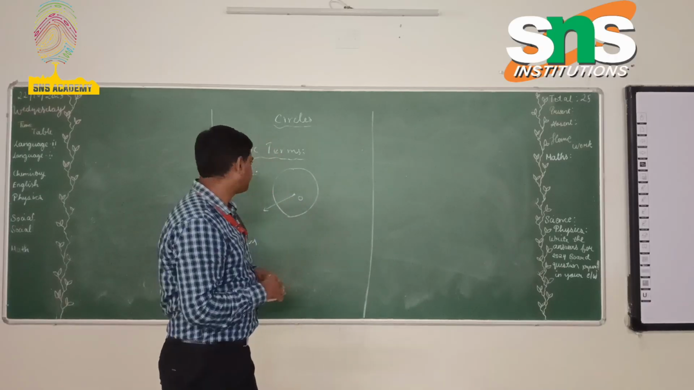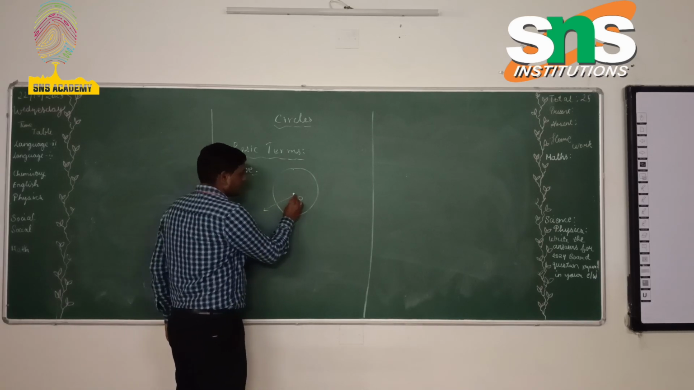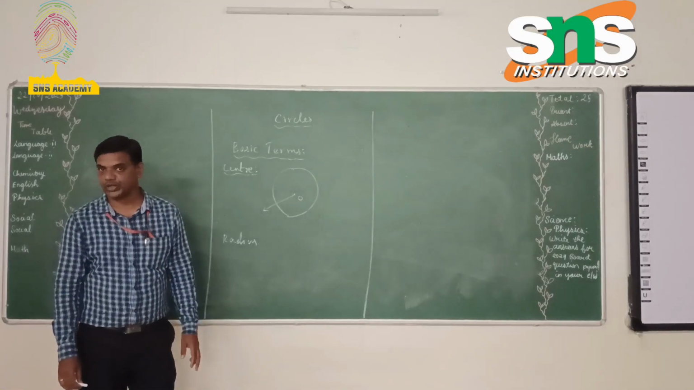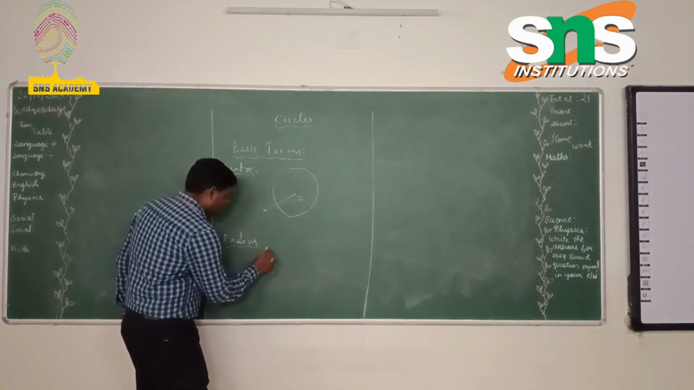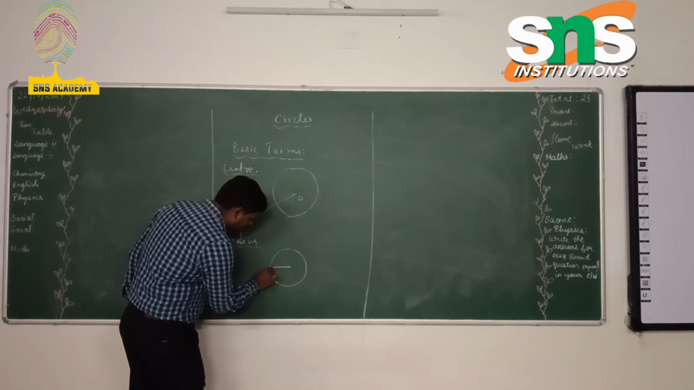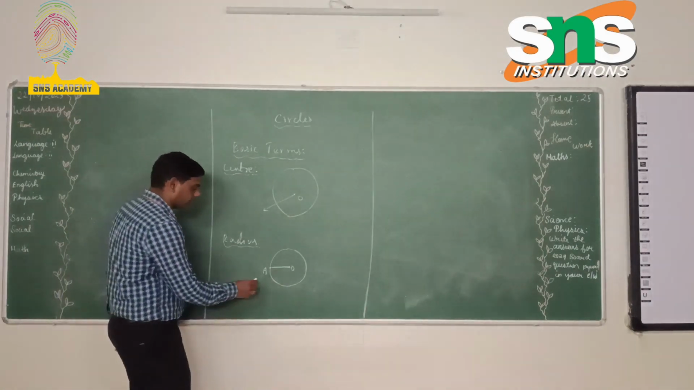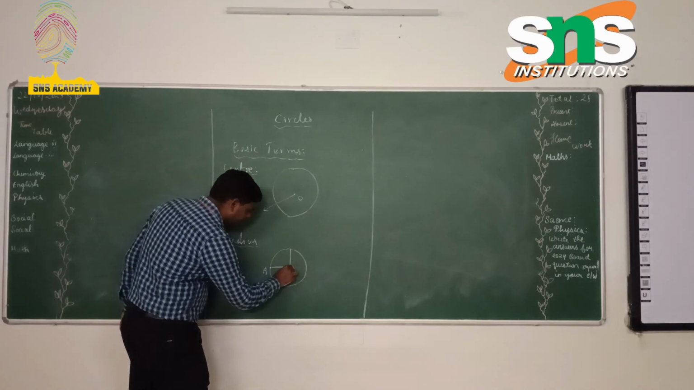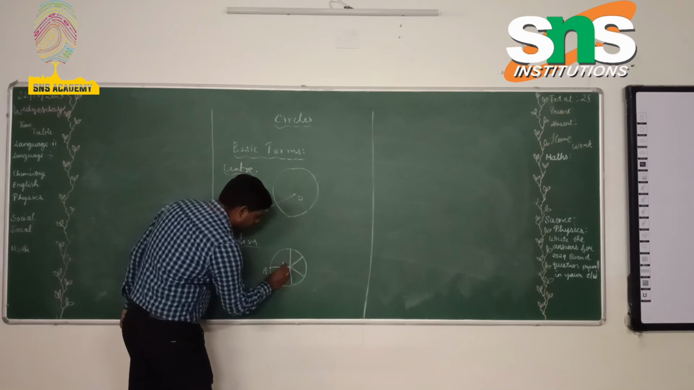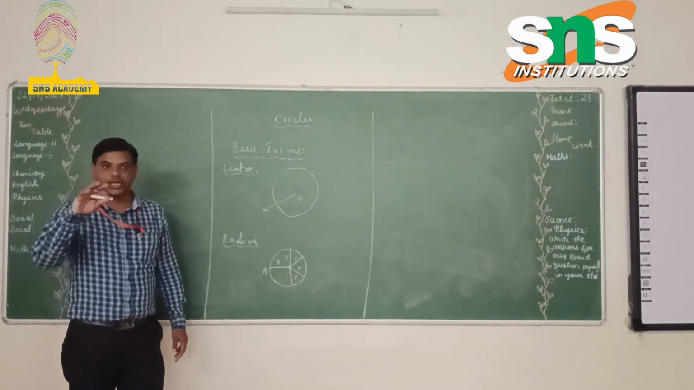Okay, so which is the important thing to draw the circle? Radius. Now in the basic terms, first you can see the center. The midpoint in the middle is called the center, which is denoted by O. The next one is radius. The radius is the line drawn from the center to the edge of the circle. This is the radius OA. Likewise, the radius will be equal everywhere. All the radii are equal.